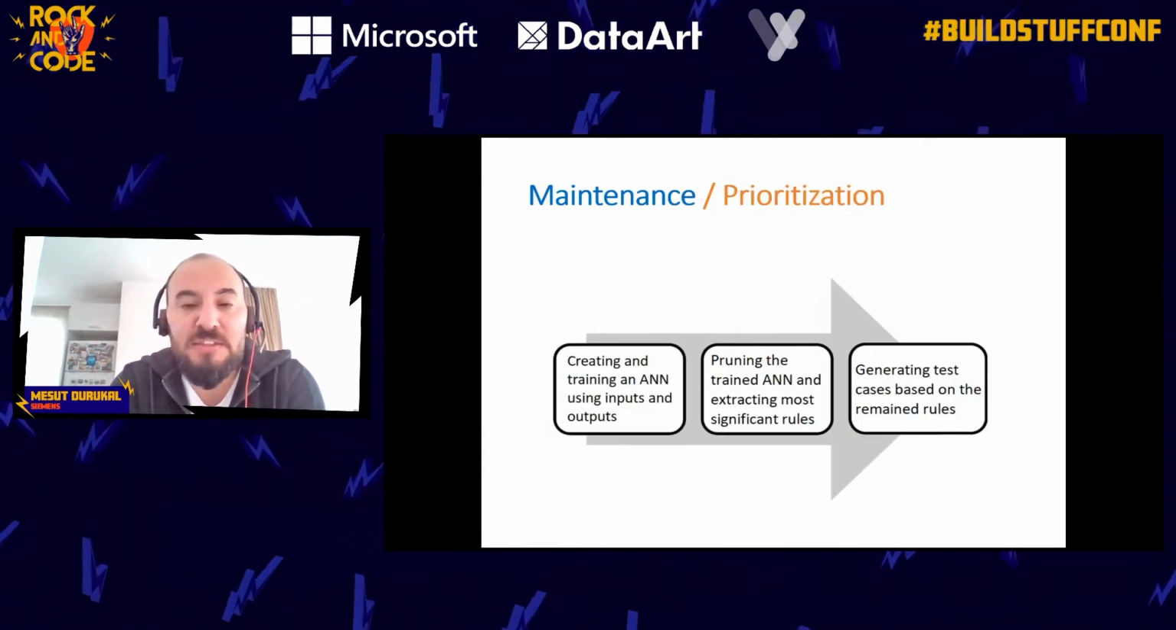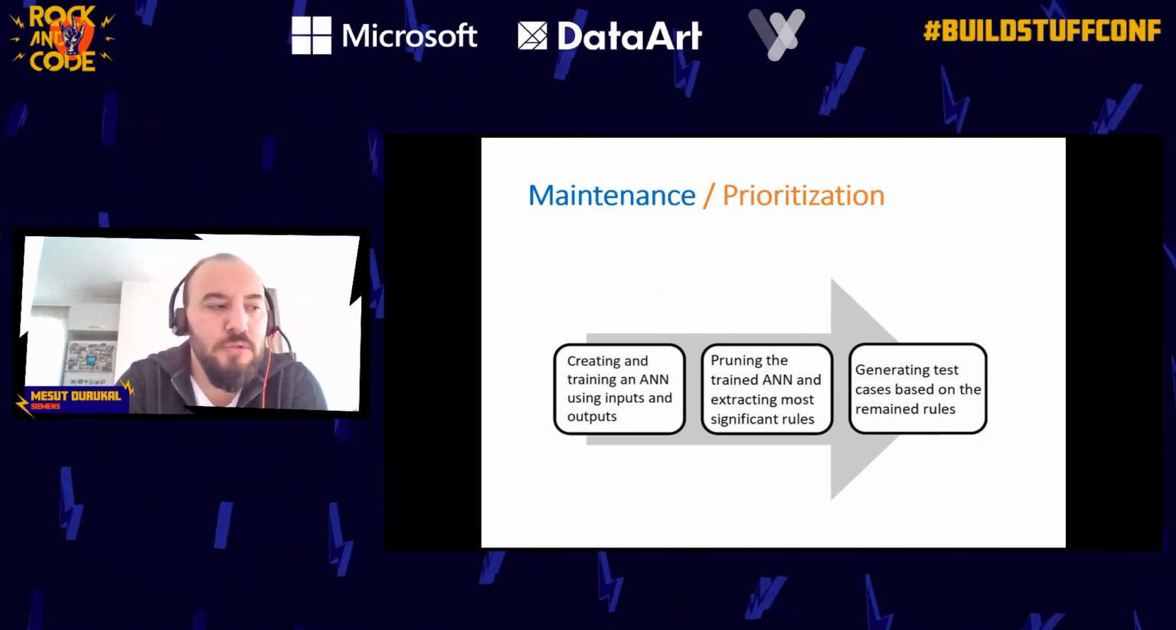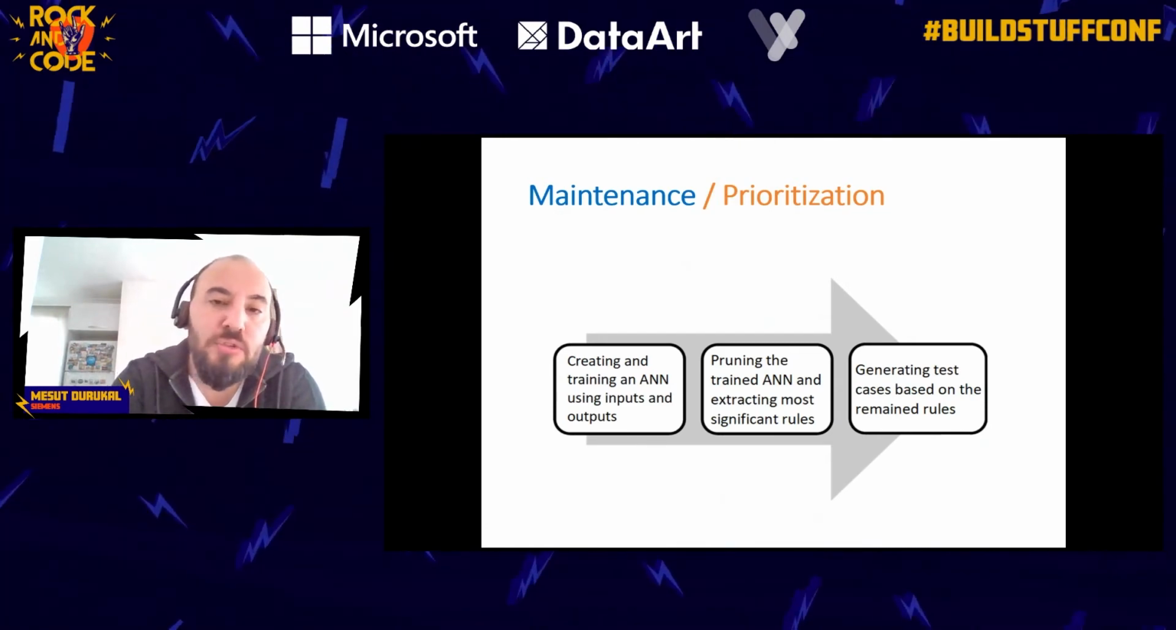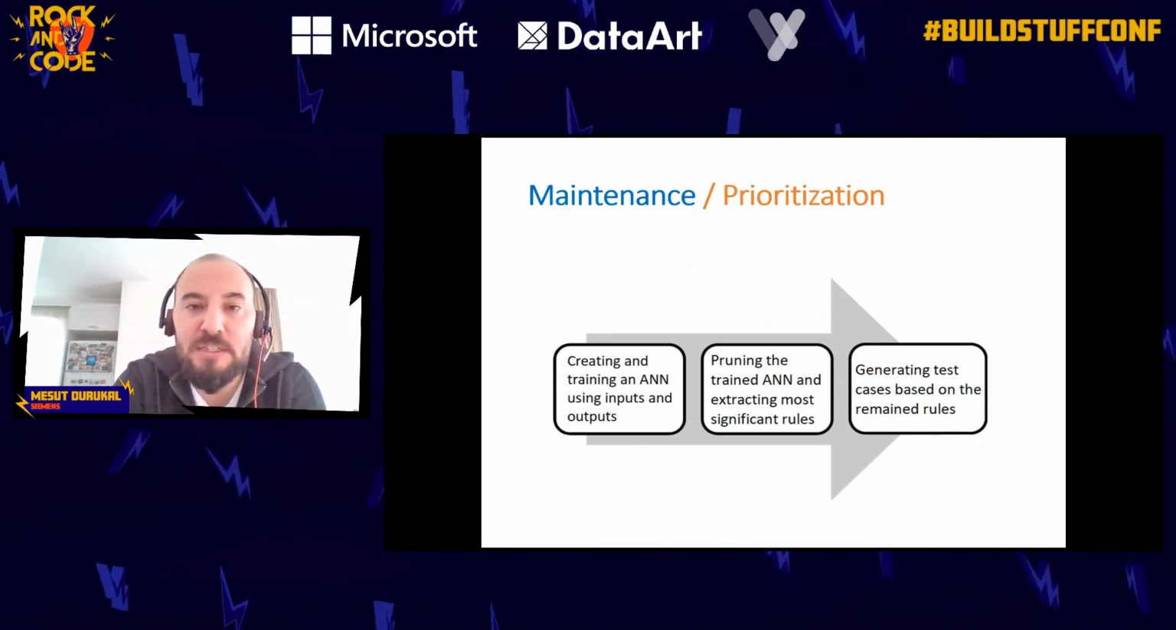And finally, infinite testing is not possible, right? So sometimes we need some prioritization. We cannot execute all of them in limited time. So what we can do is maybe execute the most prior ones. And how can I select the most prior ones?